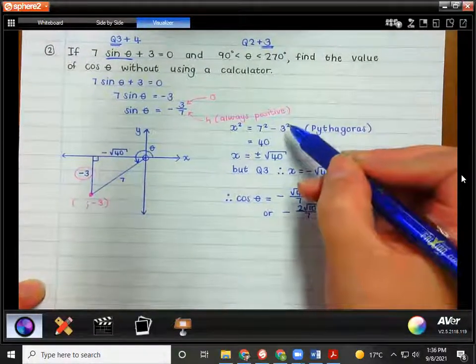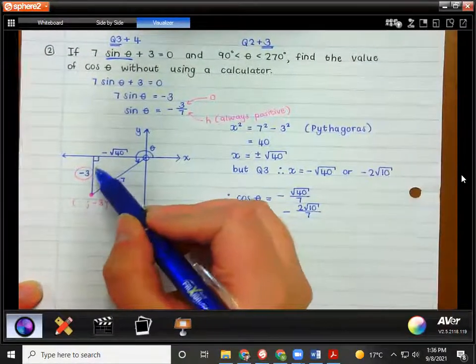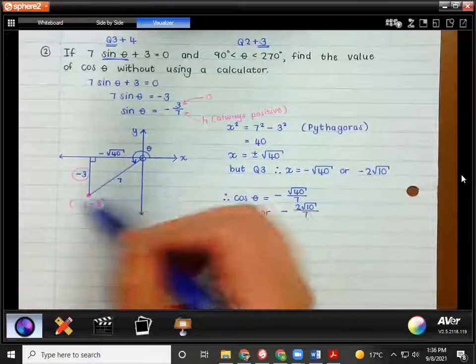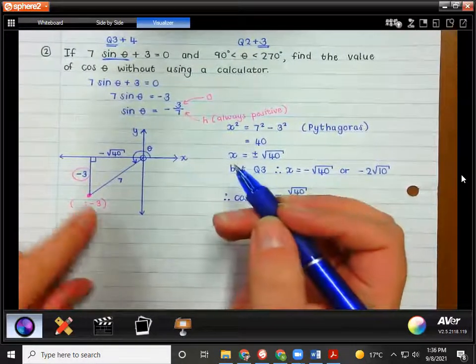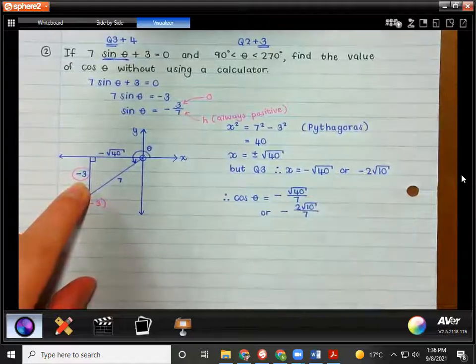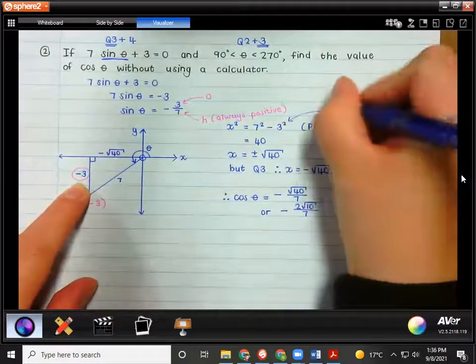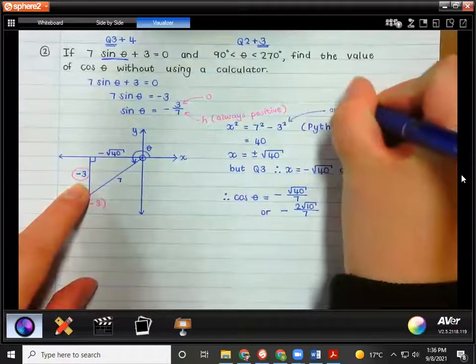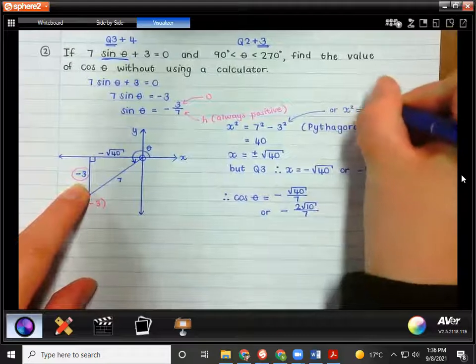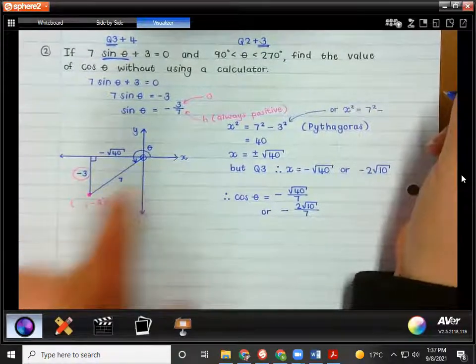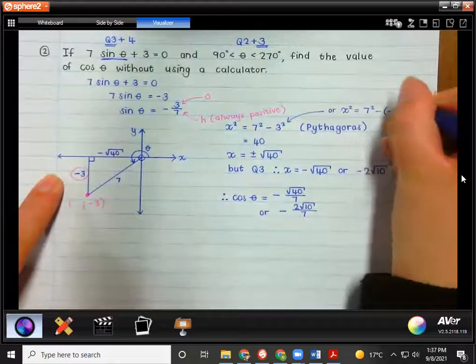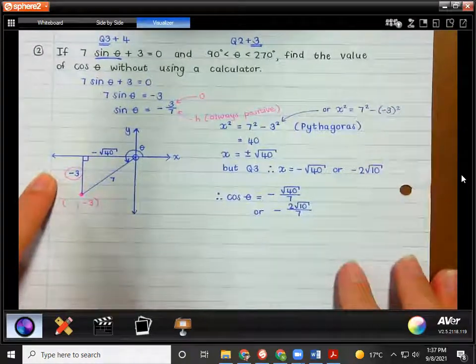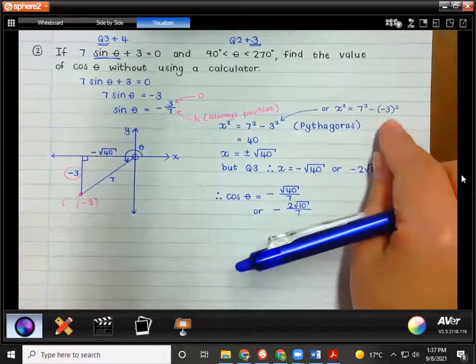Now here, I just used 7 squared minus 3 squared because I was just working with the lengths of the sides. Does that make sense to you guys? But even if you wanted to use -3 in your calculation, you could have done that. You could have said x squared is 7 squared, that's the hypotenuse squared, minus the other side squared. Now, if you wanted to leave that as -3, that would have been fine because what is -3 squared?